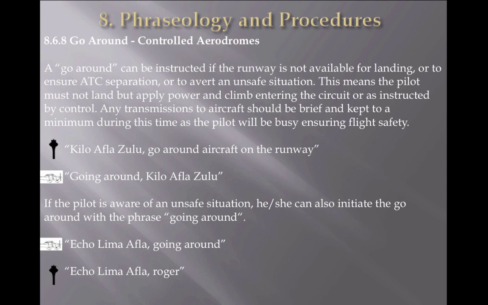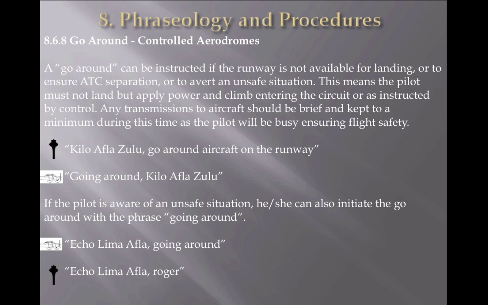Go-around procedures. A go-around can be instructed if the runway is not available for landing, or to ensure ATC separation, and to avert an unsafe situation. This means the pilot must not land but apply power, climb, entering the circuit, or as instructed by control. Any transmissions to aircraft should be brief and kept to a minimum during this time, as the pilot will be busy ensuring flight safety.